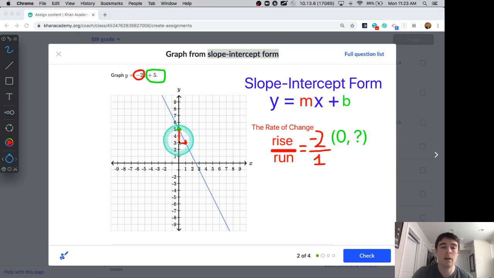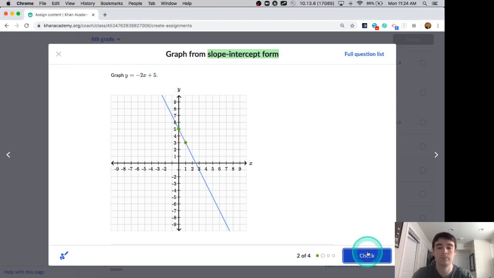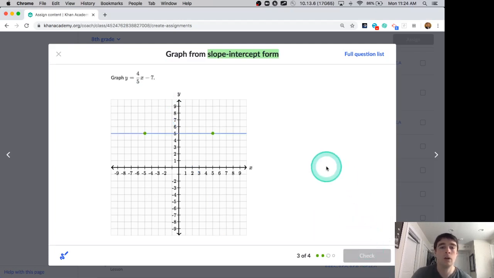So again, we went down by 2 and right by 1, and now this graph follows a slope of -2. It climbs down by 2, right by 1, down by 2, right by 1, and it also has this initial value of the +5 that we were looking for. I'll show one more example, but then I believe you're going to be on your own.